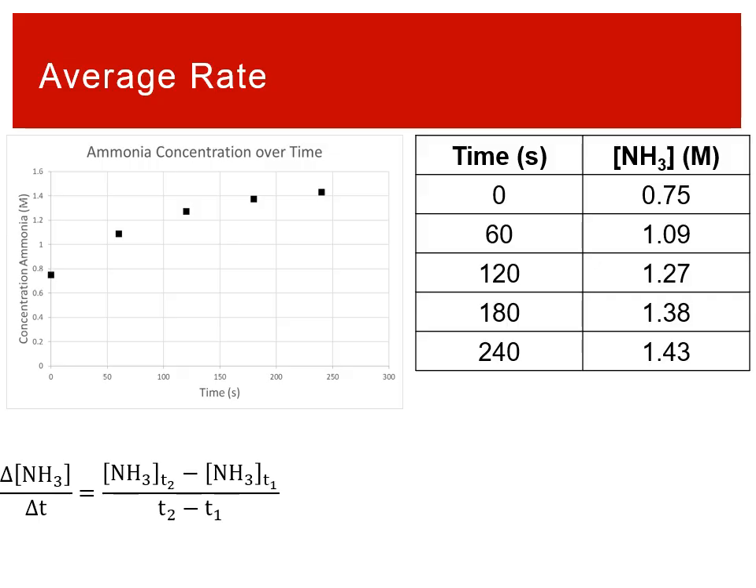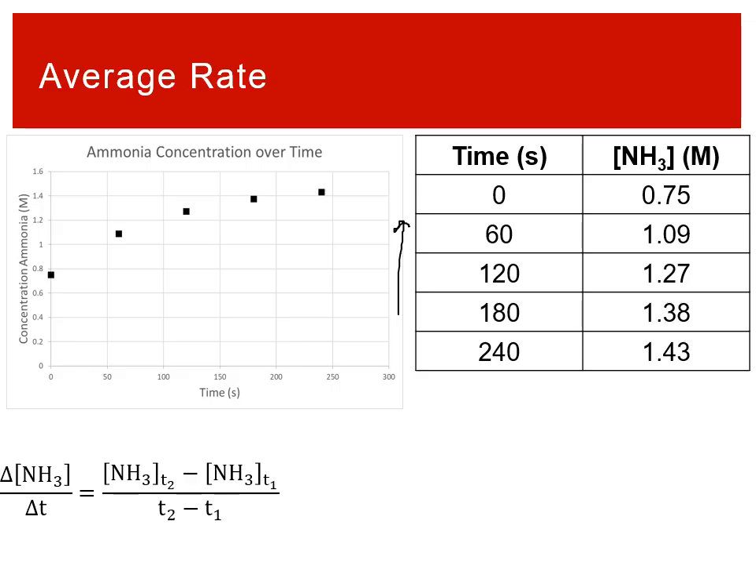So if we actually look at some actual data, say you perform this experiment and you looked at your concentration of ammonia over time, it's a product, so the concentration is increasing on our graph, which is what we would hope because we're making products. That's good. Our reaction is successful. It has observable kinetics. It's not very, very slow.